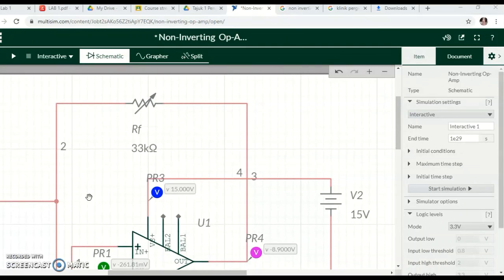After completing this lab session, students will be able to demonstrate an inverting operational amplifier circuit and also a non-inverting operational amplifier circuit by using the software Multisim, and know the difference between inverting and non-inverting. Students will also be able to investigate the operational amplifier voltage follower.